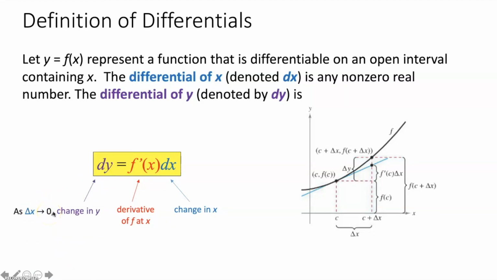So what does this mean? What am I talking about? Well, the major things you need to know here are dx and delta x mean the same thing, but dy is not necessarily the change in y, or delta y. It's actually approximately equal to delta y as delta x approaches 0.